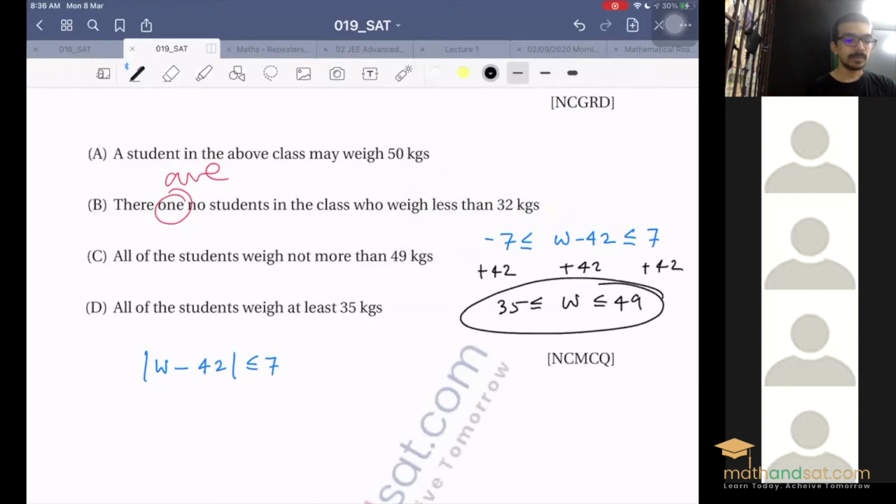Now let's look at the options. A student in the above class may weigh 50 kilograms: wrong, because the weight has to lie between 35 and 49. There are no students in the class whose weight is less than 32: that is true, because the weight range is 35 to 49. All of the students weigh not more than 49: that is true. Cannot weigh more than 49. All the students weigh at least 35: that is also true. They have a minimum weight of 35.